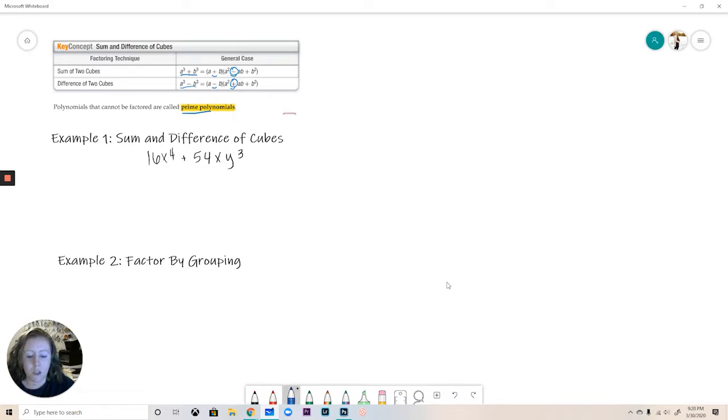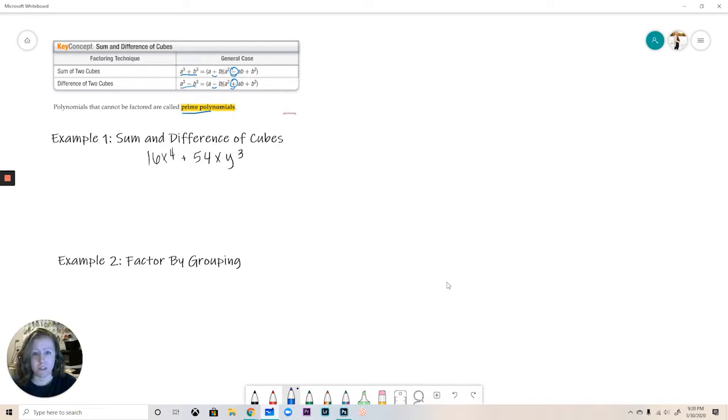All right. The first thing I notice on here, and at any time, if you want to pause the video and do some thinking for yourself, go for it. The first thing I notice here is that there's no perfect cube. I mean, there's y cubed, but 54 is not a perfect cube, 16 is not, x to the 4th is not. So this leads me to think I need to do something before I can factor.